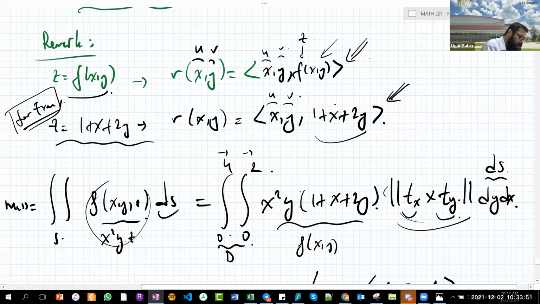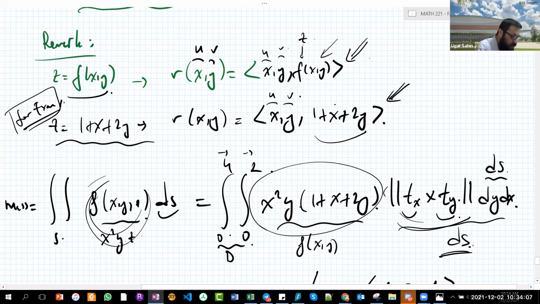Use your parameterization in your function. That's what I did here. In my density function, I use this parameterization. Otherwise, I can't solve this surface integral. And then the rest is just coming from the ds. Basically, it is coming from the surface area part, guys. All right, that's how we combine the parameterization with surface area to get the surface integrals.